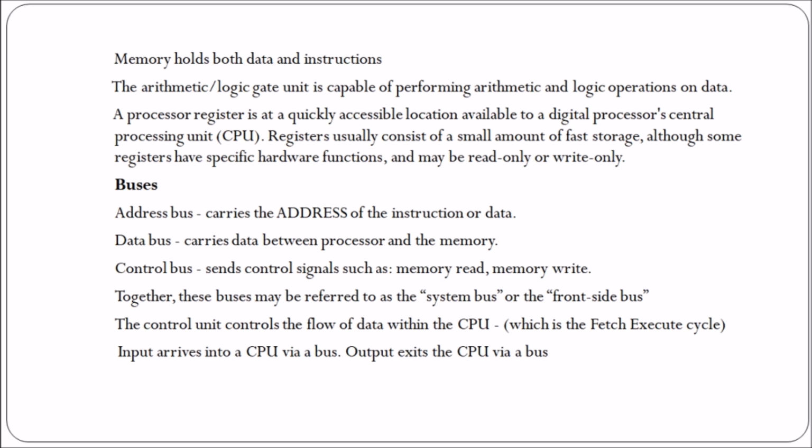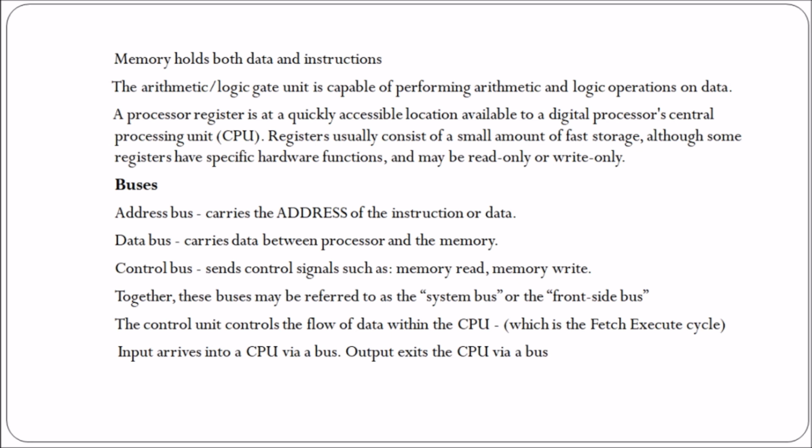Memory holds both data and instructions. The arithmetic logic unit is capable of performing arithmetic and logic operations on data. A processor register is a quickly accessible location available to a digital processor's central processing unit. Registers usually consist of a small amount of fast storage, although some registers have specific hardware functions and may be read only or write only.